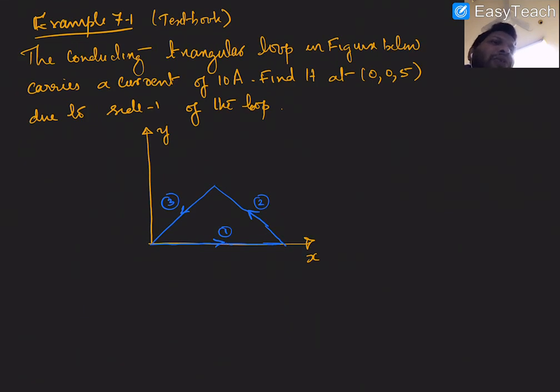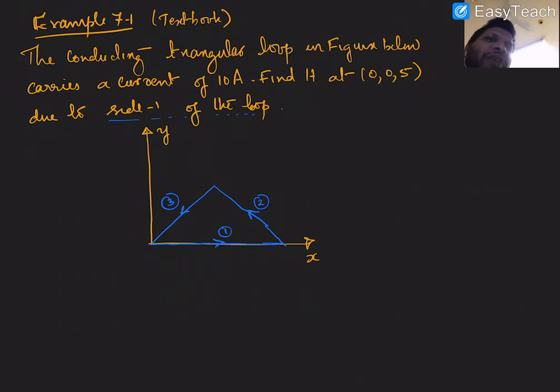Okay, so first of all, at the point (0, 0, 5), due to side 1 of the loop, you need to find only the magnetic field intensity produced at the point (0, 0, 5) due to side 1. Where is side 1? This is side 1 actually. Side 1 is here.